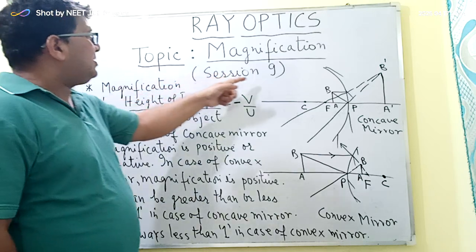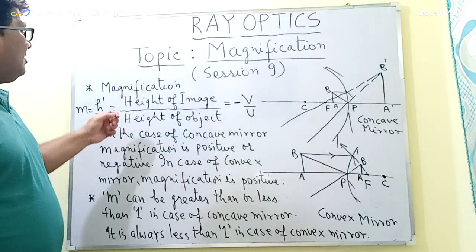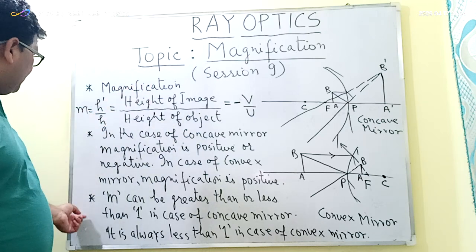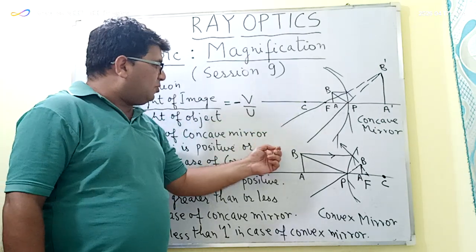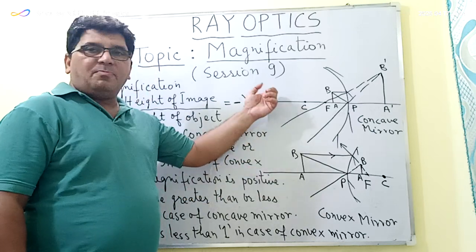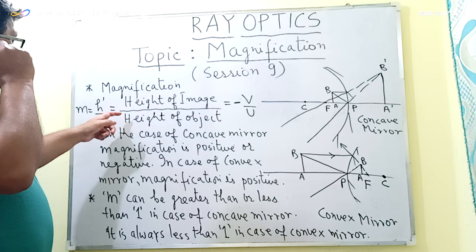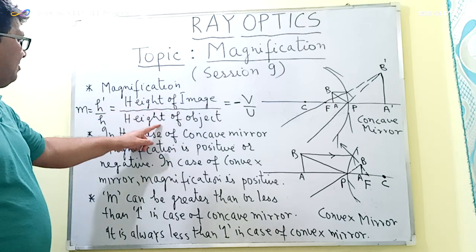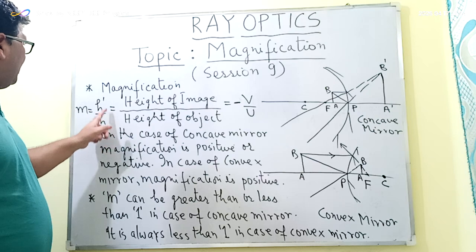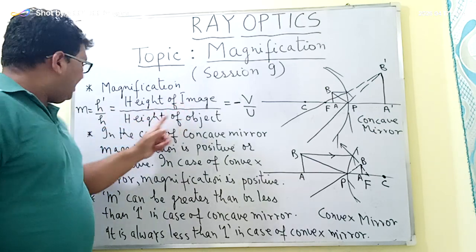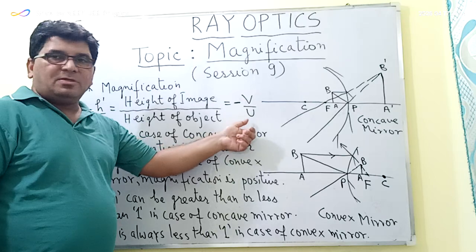The topic is magnification in the case of spherical mirrors, and based on this topic I have written here 3 important points, and I have also drawn here 2 diagrams in order to make you understand what magnification is. So magnification is equal to the height of the image divided by the height of the object, and this is equal to h dash upon h, where h dash is the height of the image and h is the height of the object, and this is also equal to minus v upon u.